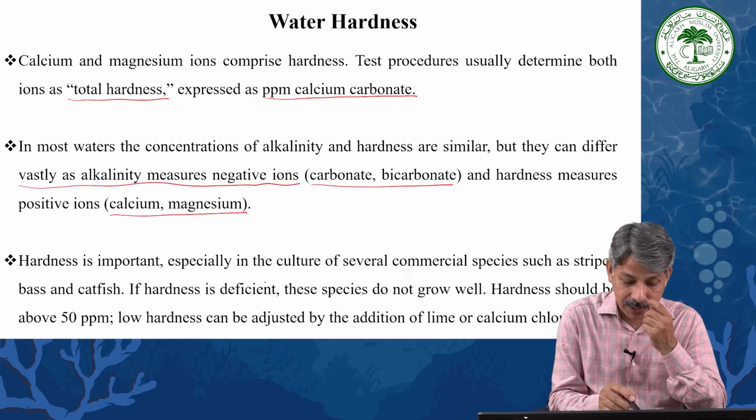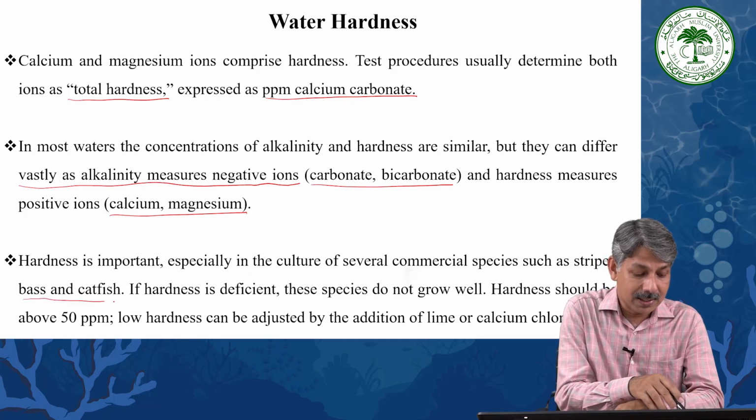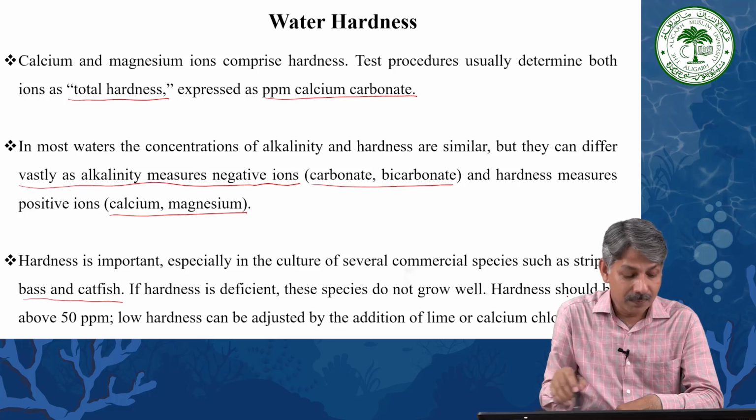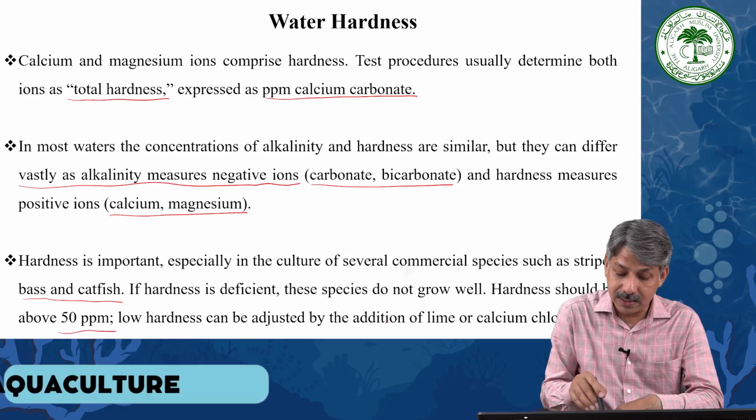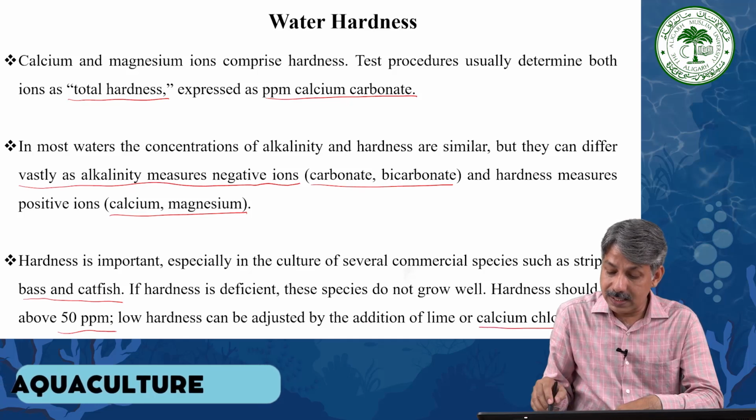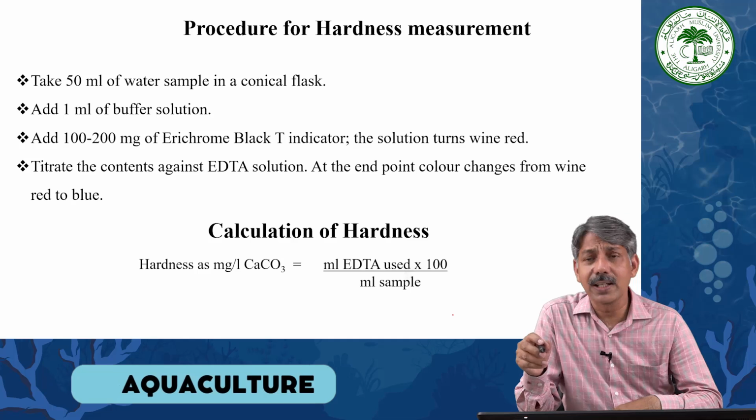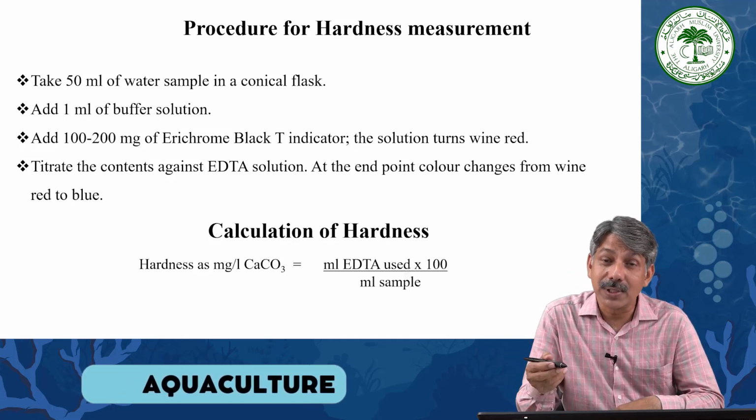Hardness is important, especially in the culture of several commercial species, such as striped bass and catfish. If hardness is deficient, these species do not grow well. Hardness should be above 50 ppm. Low hardness can be adjusted by the addition of calcium chloride or lime. So, hardness is very important, up to a certain limit again, as we all know.